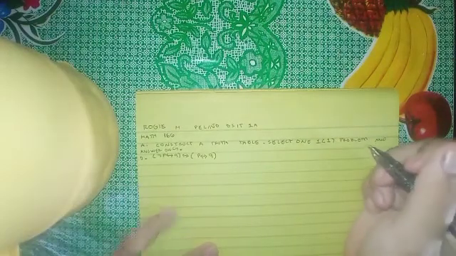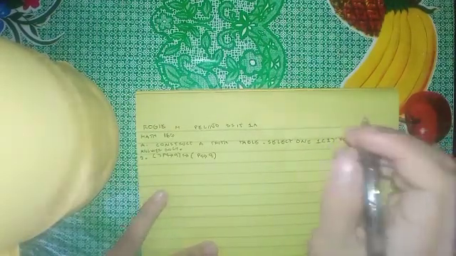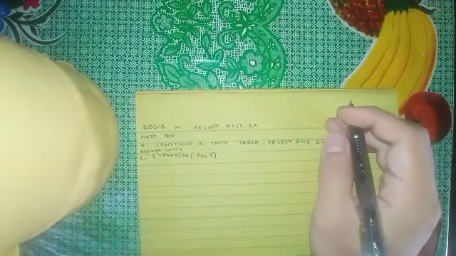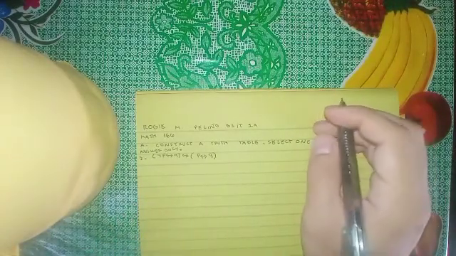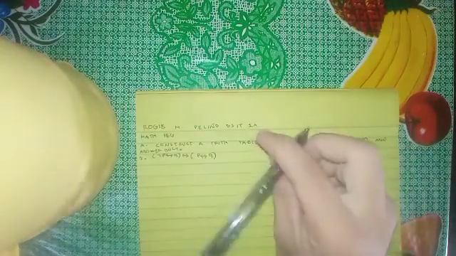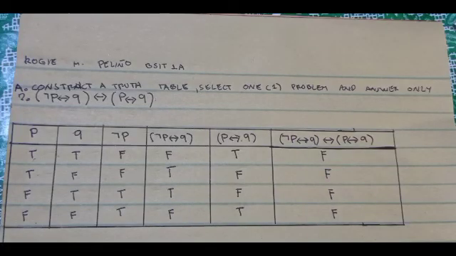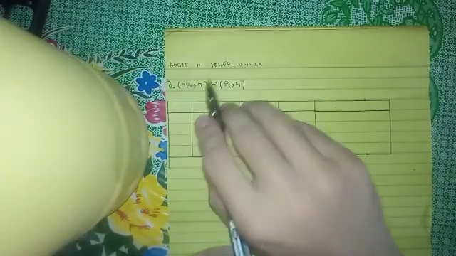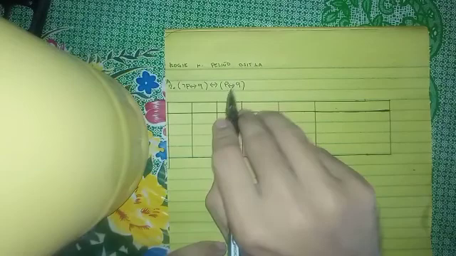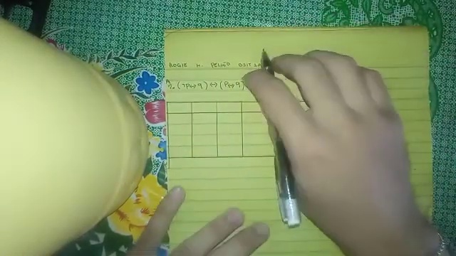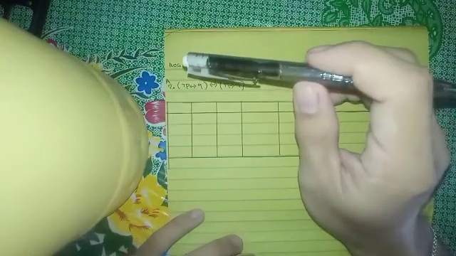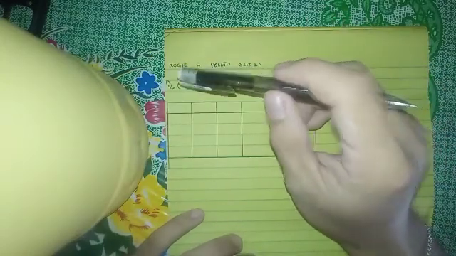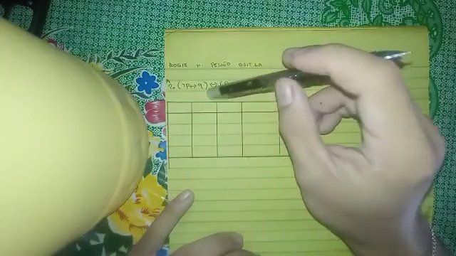I choose this problem: negated P biconditional Q, biconditional P conditional Q. This is my answer. Because of the precedence of the operators, we're going to put the negation first, and we list the P and the Q.